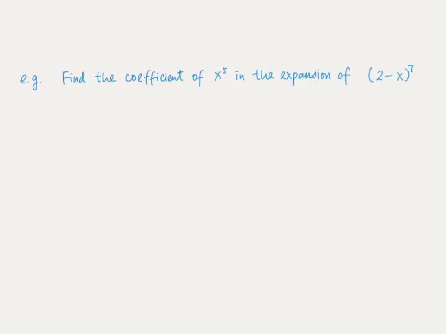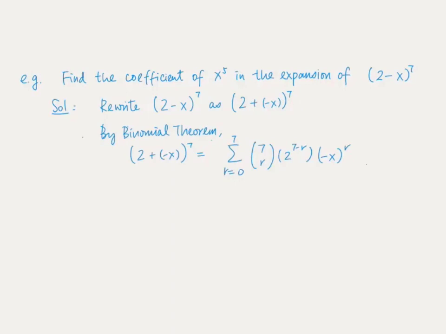For example, if we want to find the coefficient of x^5 in the expansion of (2 - x)^7, we can make use of the binomial theorem to get it more conveniently by first rewriting this expression as (2 + (-x))^7. Then we can treat 2 to be x and -x to be y and n to be 7, and by the binomial theorem we get this formula for the expansion.